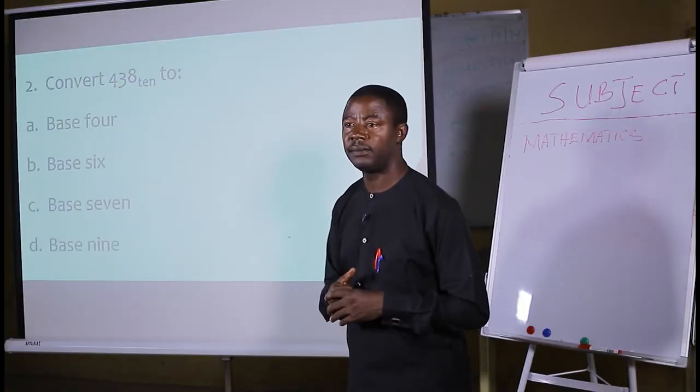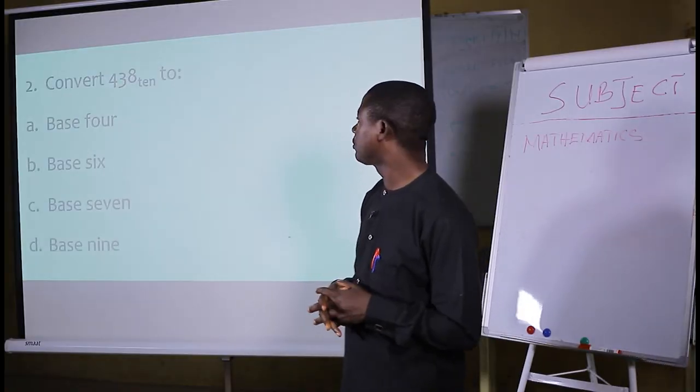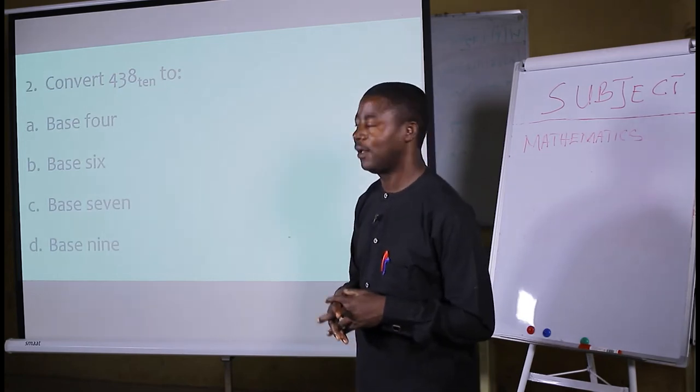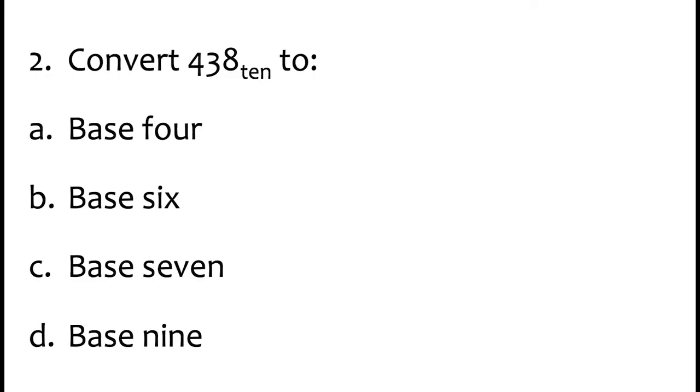Question 2 now. We are moving to question 2. We are expected to convert 438 base 10 to A base 4, B base 6, C base 7, D base 9. Question again, convert 438 base 10 to A base 4, B base 6, C base 7, and D base 9. Solution.